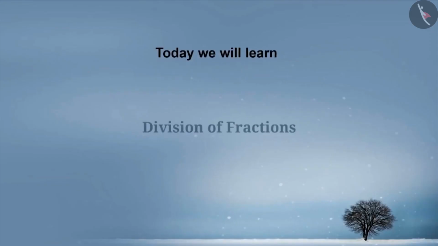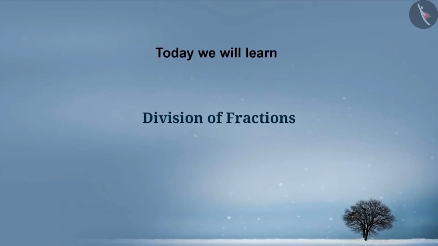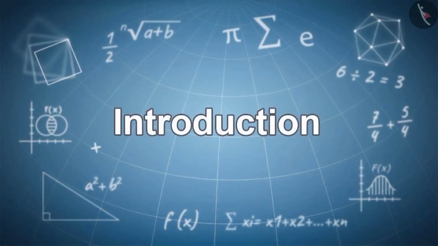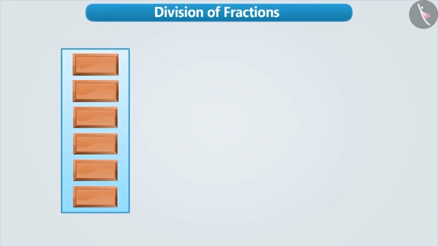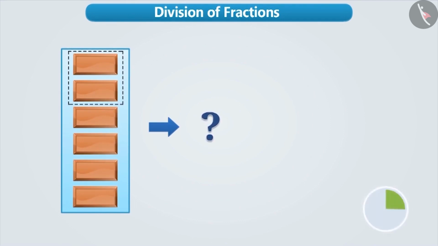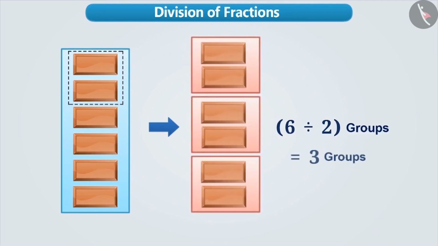Today, we will learn division of fractions. Suppose you have 6 chocolates. If you had to make groups of 2 chocolates, then how many groups would you be able to make? Go on, think about it. If you want to make groups of 2 chocolates, then you can make 6 divided by 2. So 3 groups can be made.